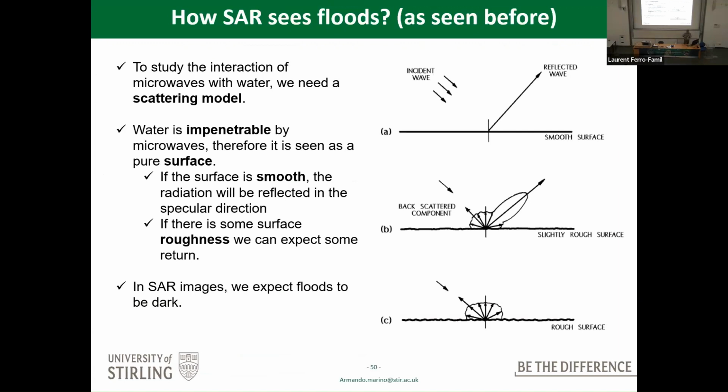And I would like to go to the physics bit. So how do we expect floods to look in such images? Now, you have seen what we have said before, that water is quite impenetrable. So the electric constant is very high. So it calls for surface scattering. There is no volume scattering in water with these microwaves that we use.